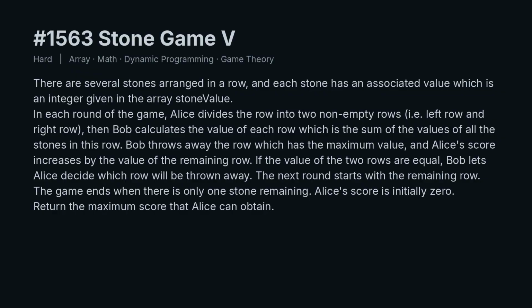There are several stones arranged in a row, and each stone has an associated value which is an integer given in the array stoneValue. In each round of the game, Alice divides the row into two non-empty rows, i.e. left row and right row, then Bob calculates the value of each row, which is the sum of the values of all the stones in this row. Bob throws away the row which has the maximum value, and Alice's score increases by the value of the remaining row. If the value of the two rows are equal, Bob lets Alice decide which row will be thrown away.